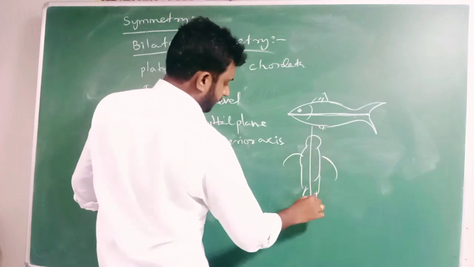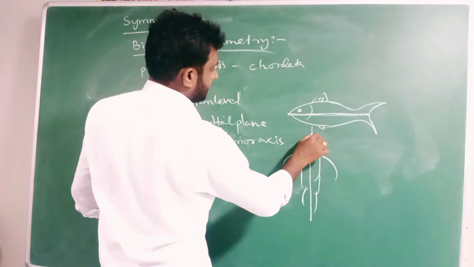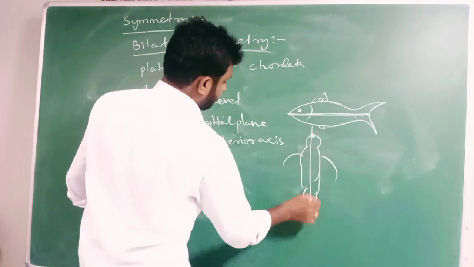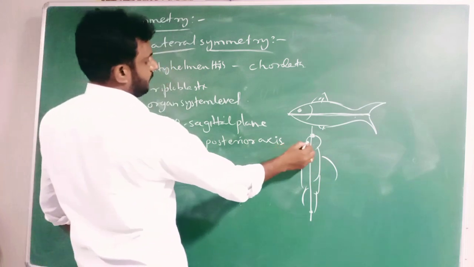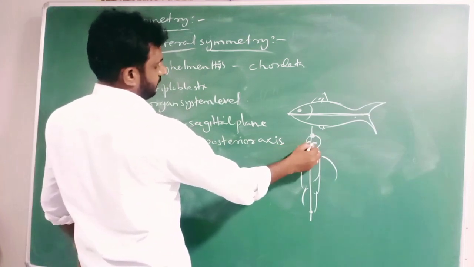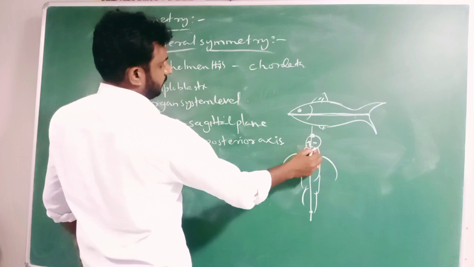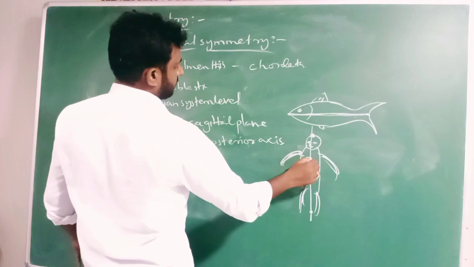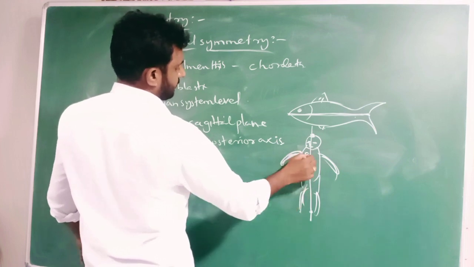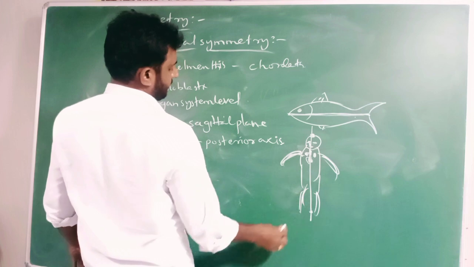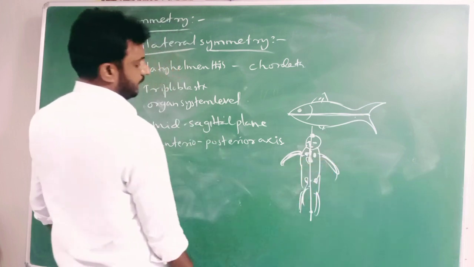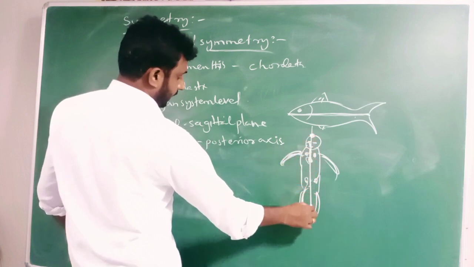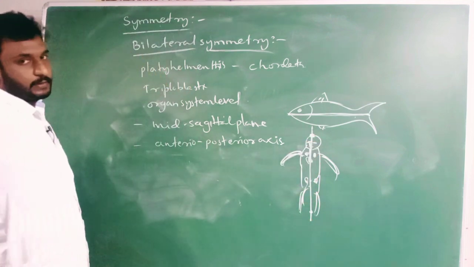This plane is the mid-sagittal plane and the axis name is anterior-posterior axis. Eyes are equally distanced from the central axis. The nose is located in the center. Then two hands, two legs. The heart is mostly present in the center. Lungs and kidneys are equally distanced from the central axis.